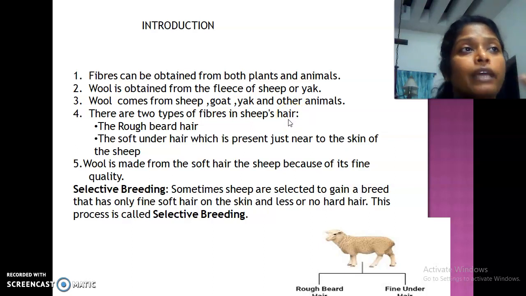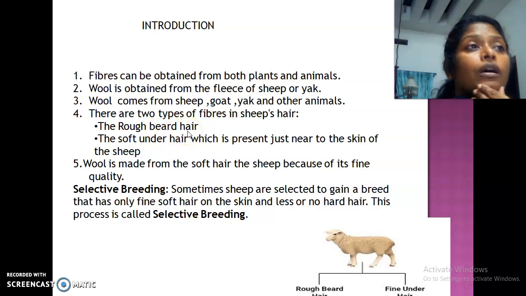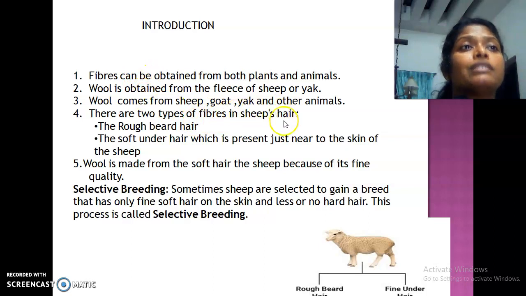Now, we get two types of fibers from the body of the animals, the sheep, yak, goat also. So let's see what they are. The rough beard hair, that means the hair which you can see near their chin. Their beard hair will be quite rough. Whereas, we can get the soft under hair which is present near the skin of the sheep. Those hairs will be softer, and if we use those hairs for making wool, we get a softer product. So wool is made from the soft hair of the sheep because it is of fine quality.